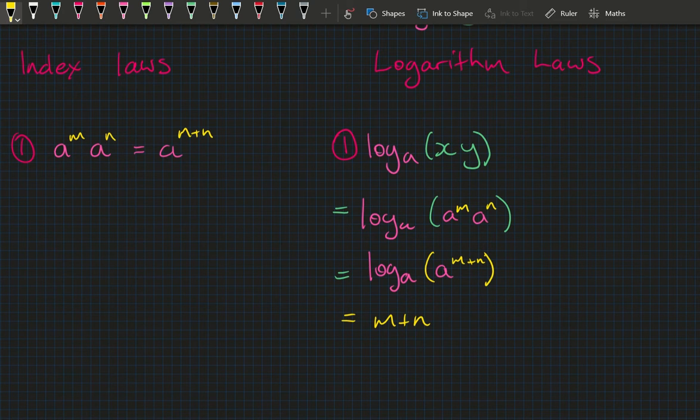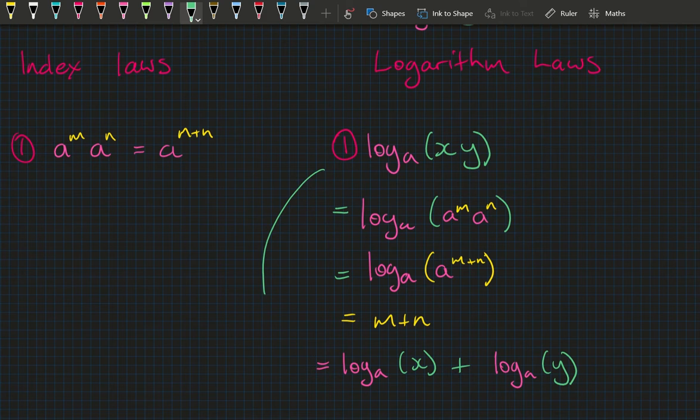And as I said, because they're equations, it goes back and forwards each way. So m plus n is equal to log base a of x plus log base a of y. And because we've got all equations here, log base a of x plus log base a of y is also equal to log base a of x times y. Okay, so don't forget we're using the same x and y as above.